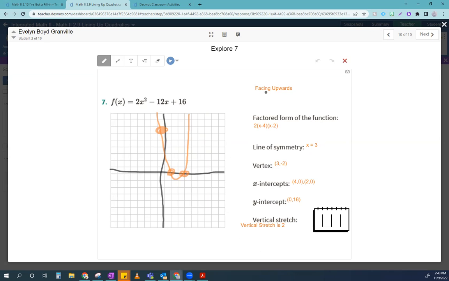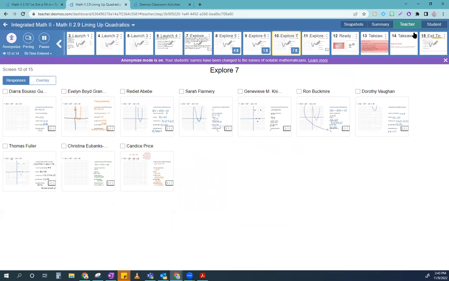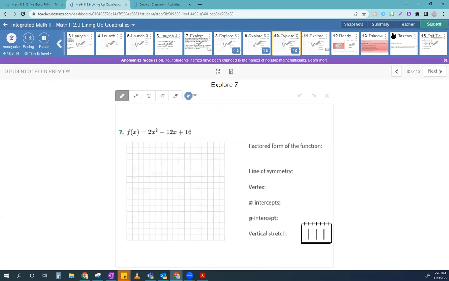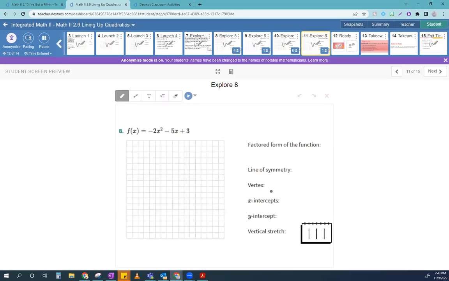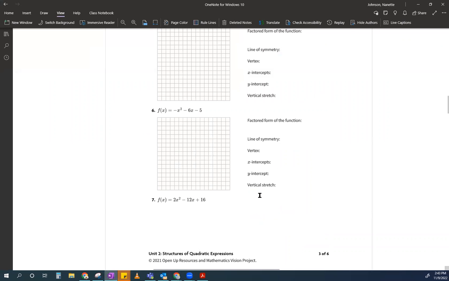They even told me, hey, Ms. Johnson, it is facing up, and he's skinnier. They said vertical stretch is 2, so he's just a bit skinnier. Very good. All right, someone said, Ms. Johnson, can we please do slide 11 together? Absolutely. I'm going to go on my iPad over here because I like to be able to draw neatly and everybody can understand what I'm writing.